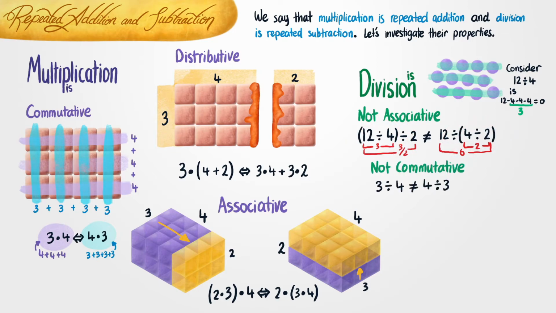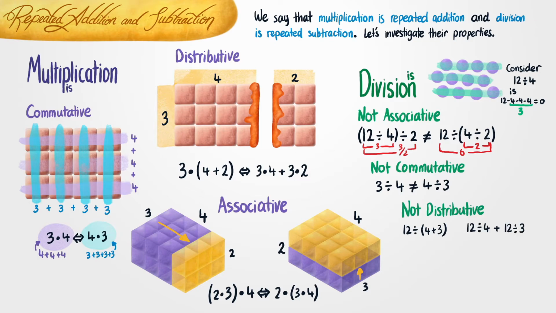Now, the next rule is actually pretty obvious here. We can say that 3 divided by 4 is definitely not the same thing as 4 divided by 3. Because after all, 3 divided by 4 is 3/4, and 4 divided by 3 is 1 1/3, so they can't be the same thing.